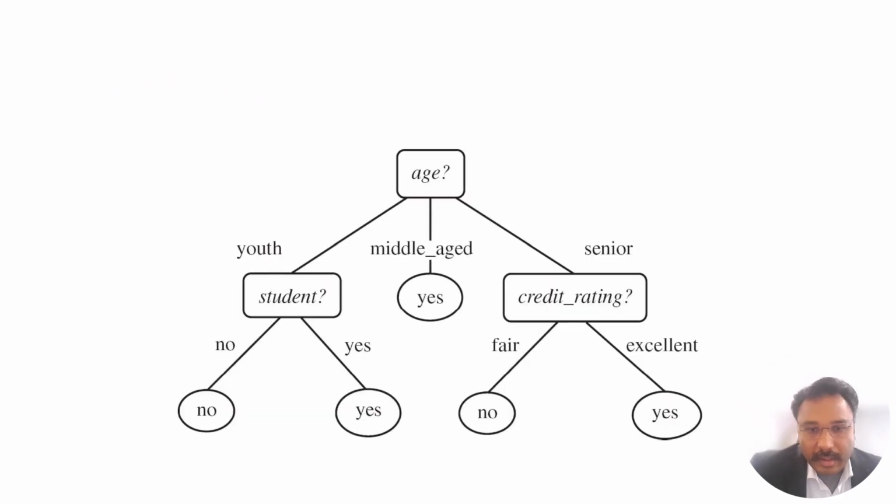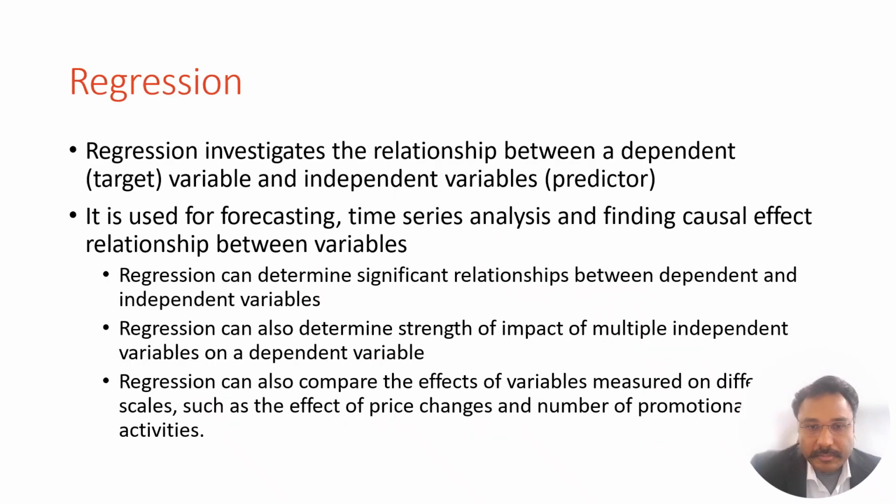Again, you look at your age, look at whether they are a student, and then go into the credit rating. Is he middle aged? Is he a youth? If it's youth, is he a student? Yes or no. And if it's middle aged, yes. And if it's a senior, is the credit rating fair or excellent? And you decide based on that.